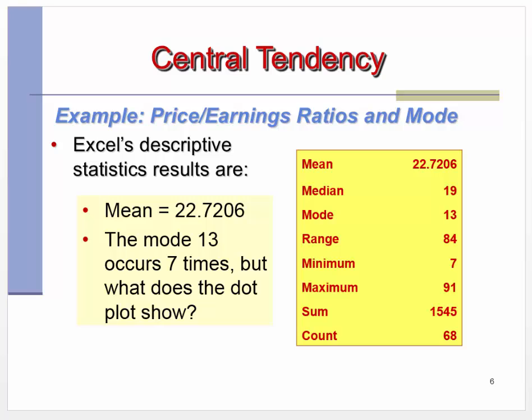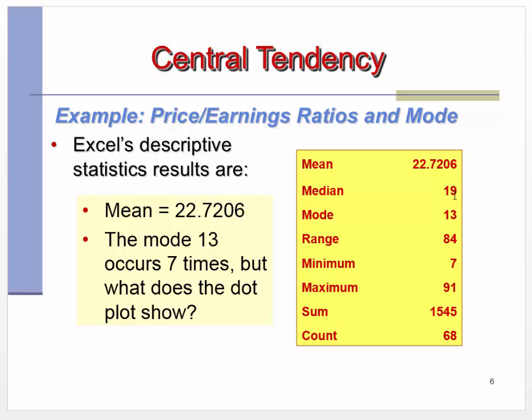In that case, the mode is 13. So for the PE ratios, we can also calculate all the other measures of central tendency. The mean is 22.7206. How do you get that? You add up all 68 numbers and divide by 68, and you get that.